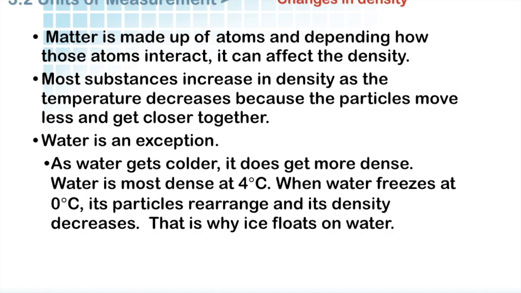As water gets colder, it does get more dense. Water is most dense at 4 degrees Celsius, just above its freezing temperature. When it gets to 0 degrees Celsius and starts to freeze, the particles rearrange and the density actually decreases. And that's why ice floats on water, because the density of ice is about 0.917 grams per cubic centimeter, where the density of liquid water at 4 degrees is exactly 1.0.